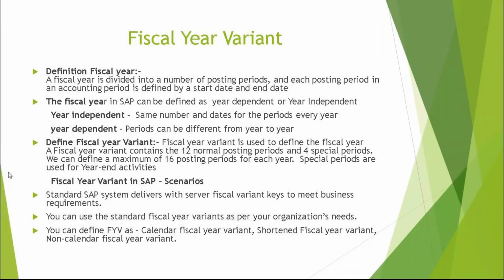Whenever you are using a particular fiscal year variant, the fiscal year variant is used to define the fiscal year. It contains 12 normal posting periods and 4 special periods, so they take a maximum of 16 posting periods for each year. Do I have 16 months in a year? No, we have only 12 months. But how can SAP take 16 posting periods? I'll show you how that will be considered.